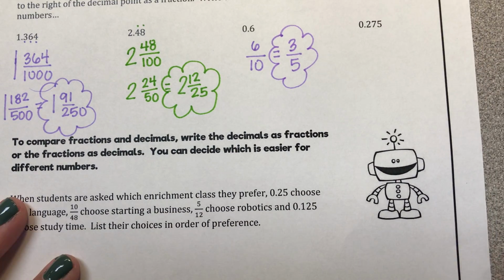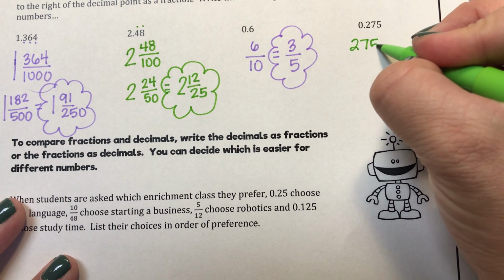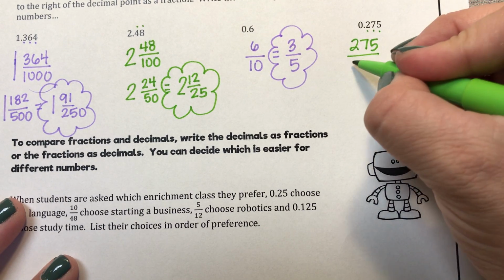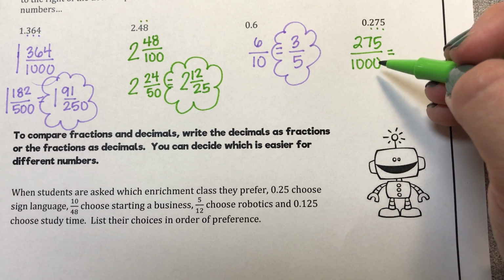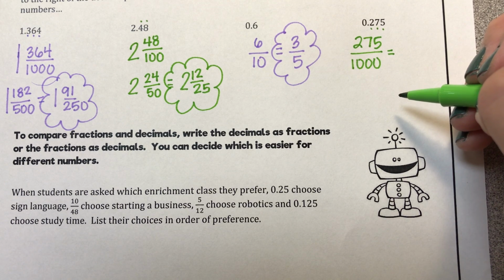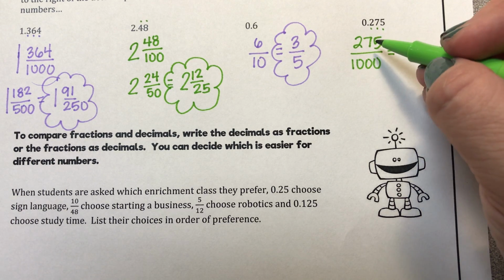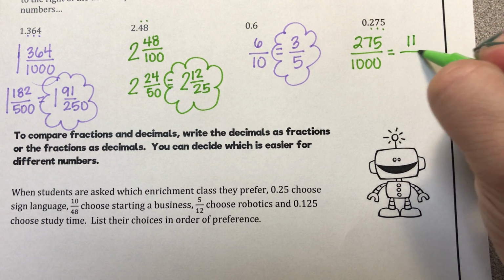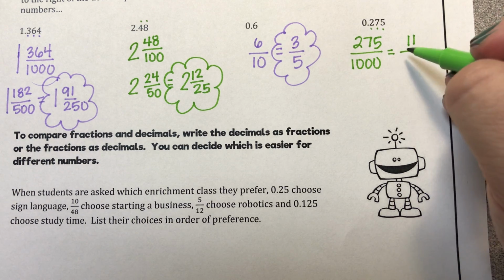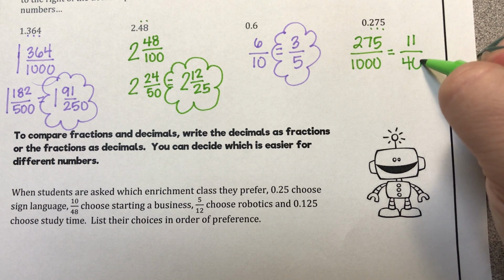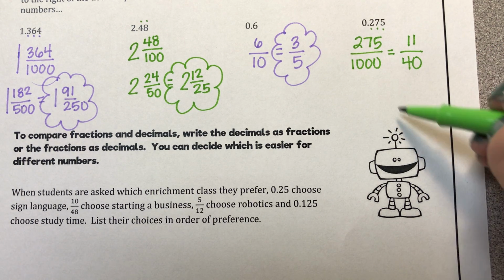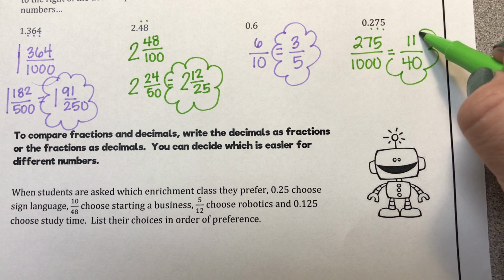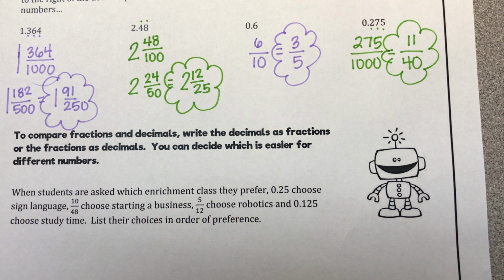And then this last decimal, I have 275 in the tenths, hundredths, thousandths place. So I know they're both divisible by 5, but I also know that they're both divisible by 25, right? And it takes 4 25s to make 100. So that's 8 to make 200 plus 3 more to make 75. So that's going to be 11 over 40 because I know it's going to take 4 25s to make 100, but it's 1,000, so it's times 10. So 11 over 40.